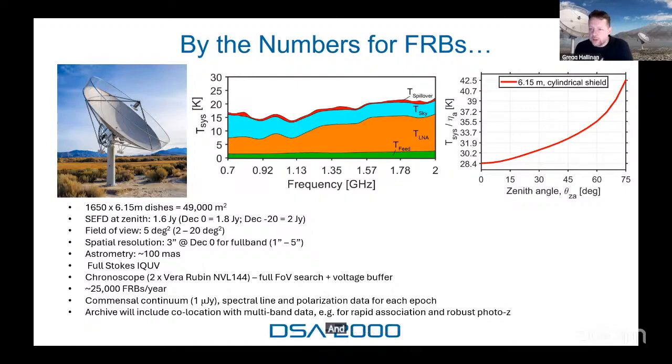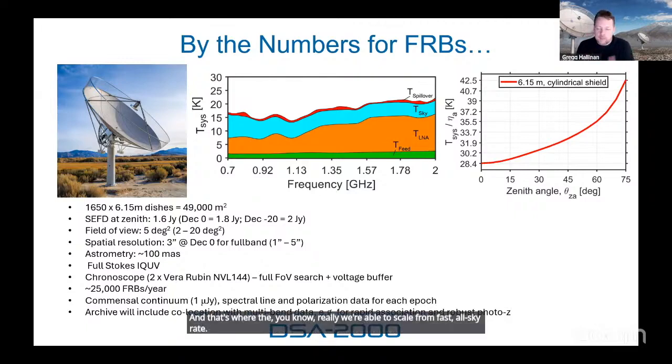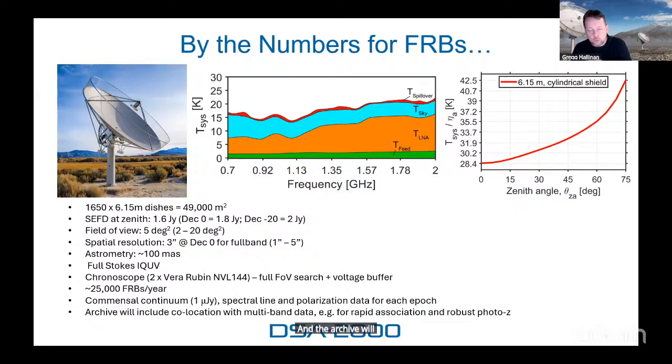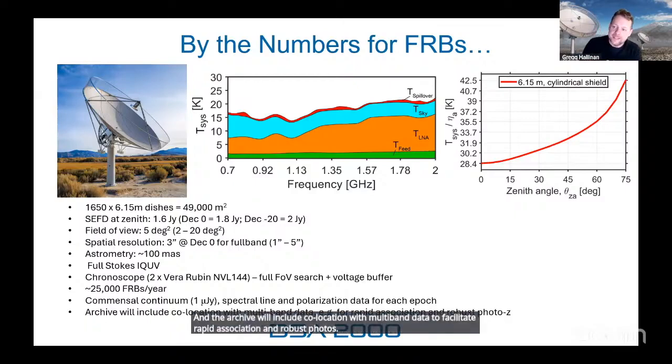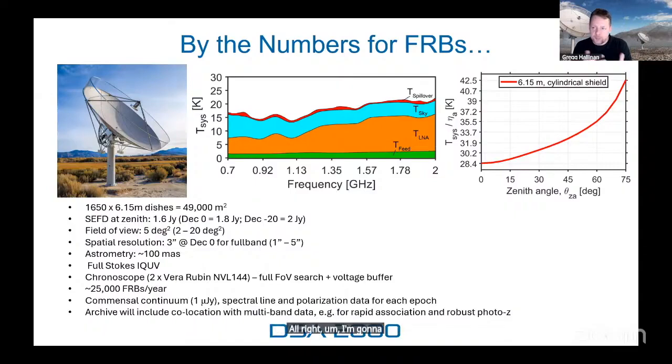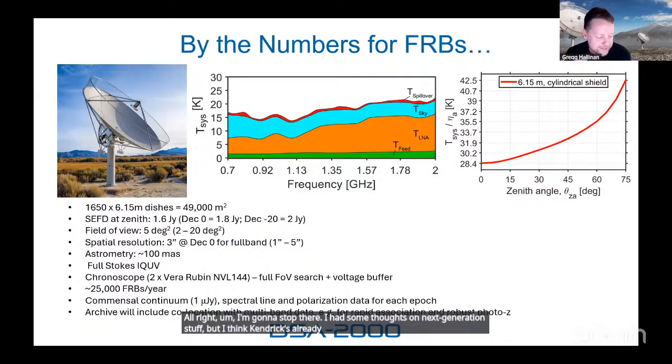And that's where we're able to scale from fast all-sky rate. We're talking about 25,000 FRBs per year. With commensal continuum searches for example, PRSs, maybe spectral line data to be able to search for host galaxies to high redshift. And the archive will include co-location with multiband data to facilitate rapid association and robust photo-z's. All right, I'm going to stop there. I had some thoughts on next generation stuff, but I think Kendrick's already covered that sufficiently. Thank you very much.